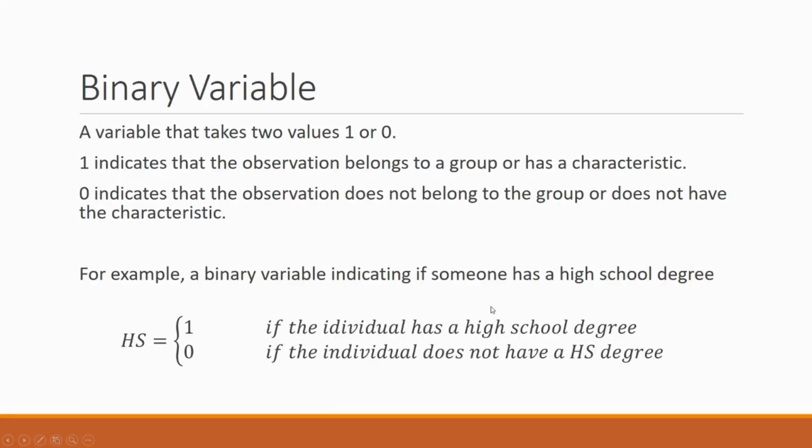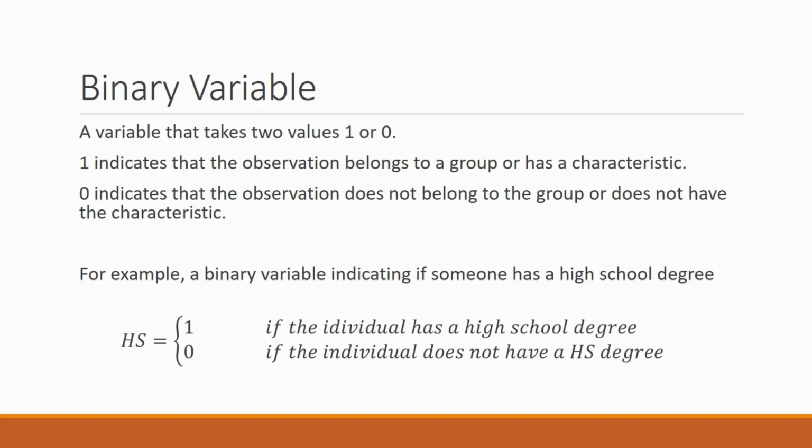Okay, so a binary dependent variable. First, let's just review what a binary variable is. A binary variable can take two values, and in our work, practically speaking, this is always going to be 1 or 0. So when I say binary variable, that means it takes two values, but in practice, they take 1 or 0. 1 indicates that the observation belongs to a particular group or characteristic. Sometimes this is called success. So it equals 1 if there's a success, or it equals 0 if there's a failure.